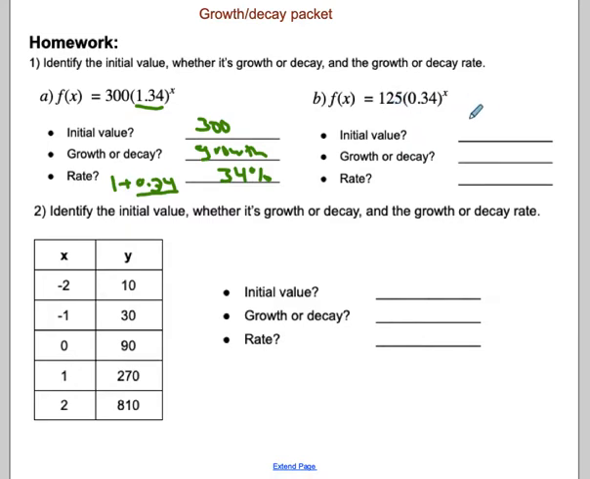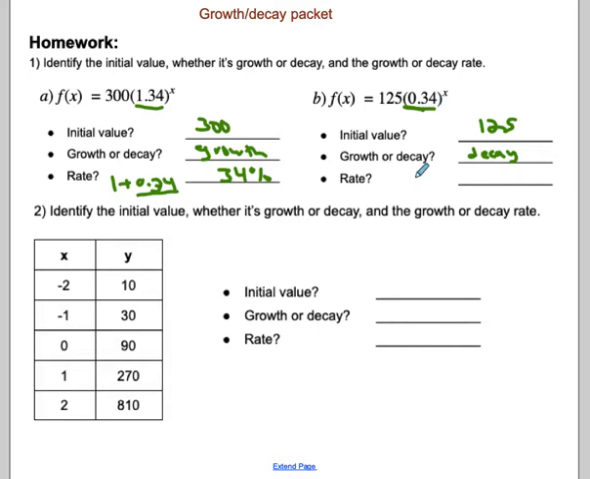Kind of the same thing over here. We're starting with 125 of something, and we are decaying. We are losing pieces of that every day or every year, whatever units are here. And the rate, again, is its difference from 1.